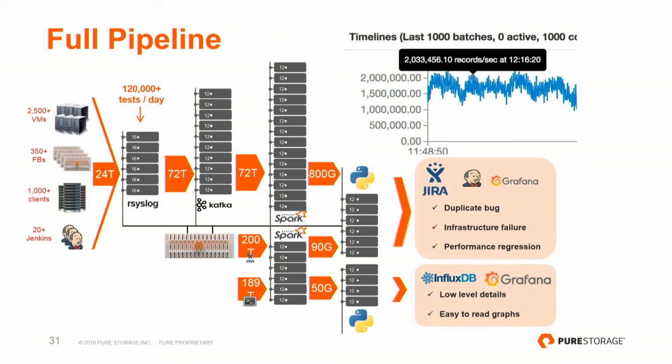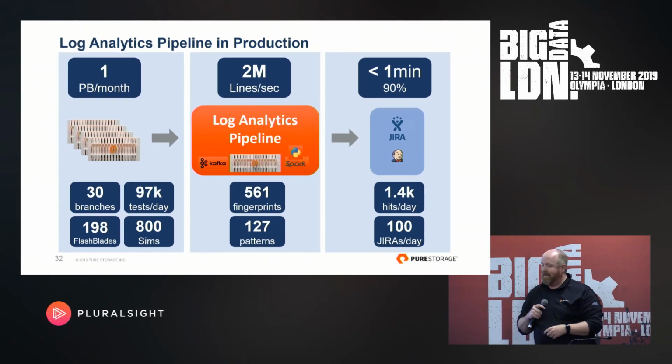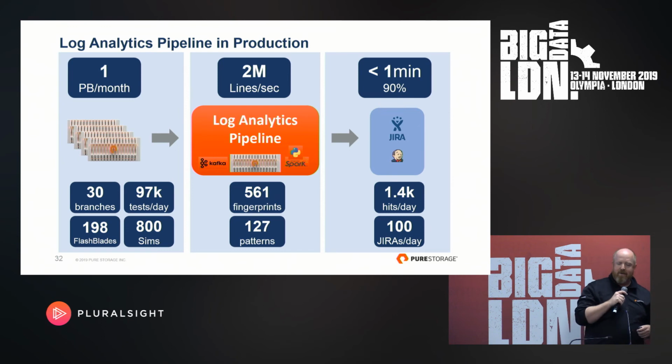That's our core competency, being able to troubleshoot that. So we had to build it accordingly. In production, it looks a little bit like this, right? About a petabyte a month. We're doing 2 million lines a second. We've got 30 branches. We do about 100,000 tests a day. We make about 100 new JIRAs a day.